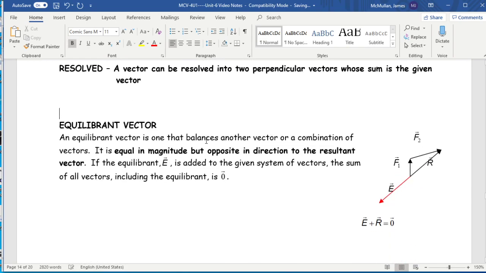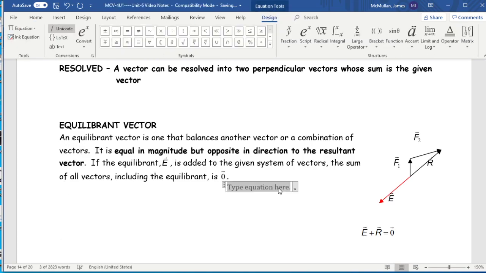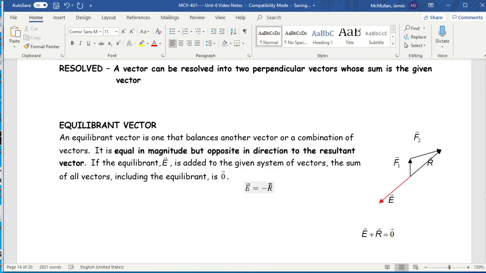Okay, another term to know is the equilibrant. The only thing to know about the equilibrant is this statement down here: simply that E plus R equals the zero vector, and therefore E is equal to the opposite of the resultant.